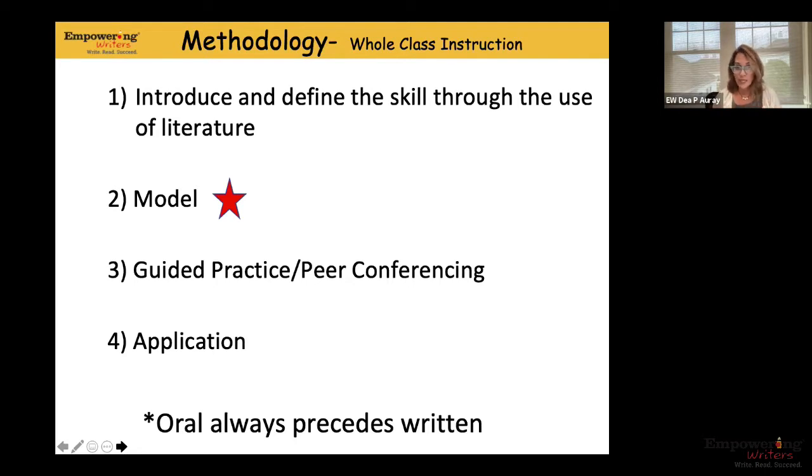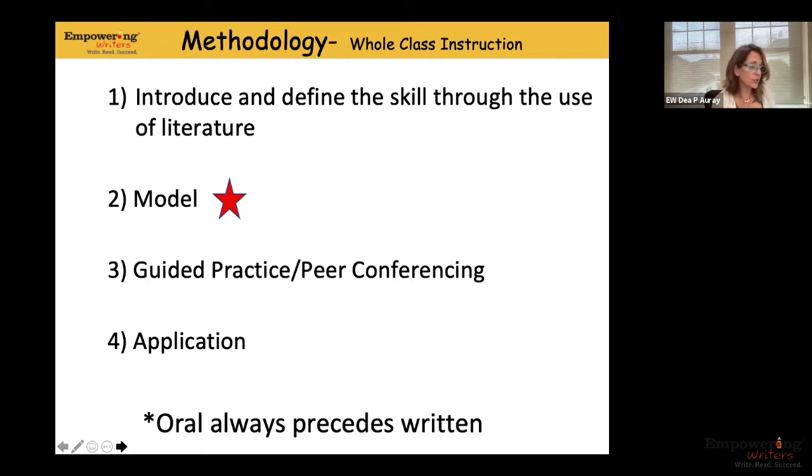I can have an expectation for what I want them to put into their writing because we've taught it. And you're going to hear us always say this, for all of you who attend our webinars: oral always precedes written. Our job is to build language to help kids express themselves, and we're going to work on that.